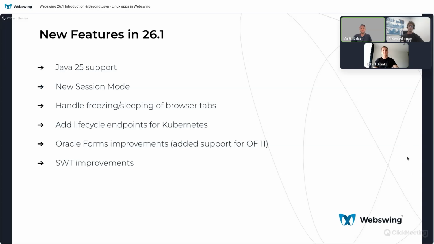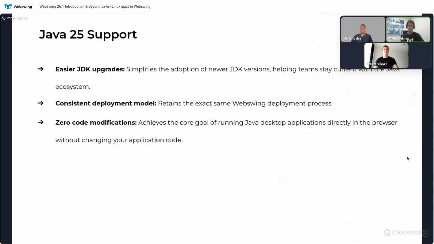Thank you, Martin. Hello, my name is Andrej. I will briefly talk about the new features in 26.1. We have added, in compliance with our release plan, support for the new LTS version of Java. So teams who want to stay on the latest features of Java can use 26.1 for this, and Java 25 is fully supported.